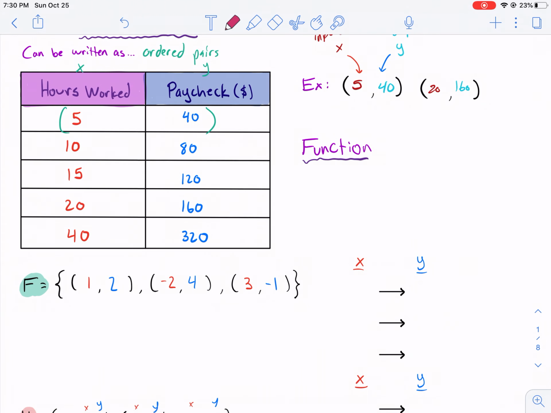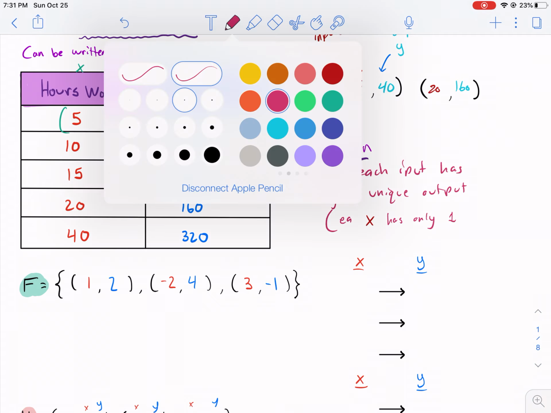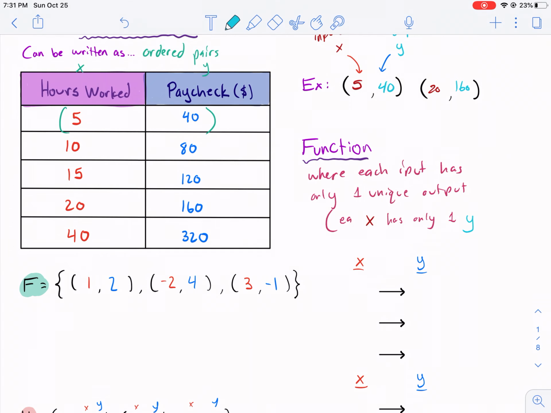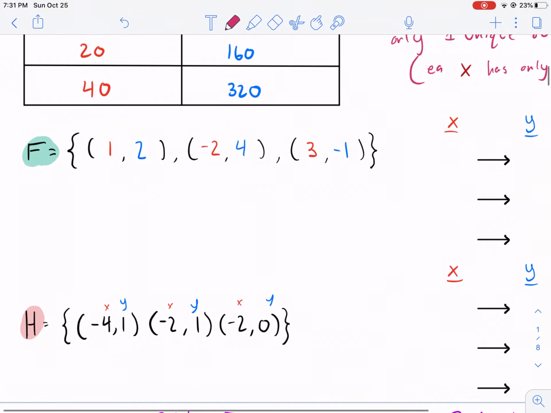So what is a function? A function is where each input has only one unique output. Okay, so keep that in mind. That means, in parentheses, I'm writing this, each X has only one Y. Okay, as we consider this a little bit more fully, we're going to understand this a little bit better.